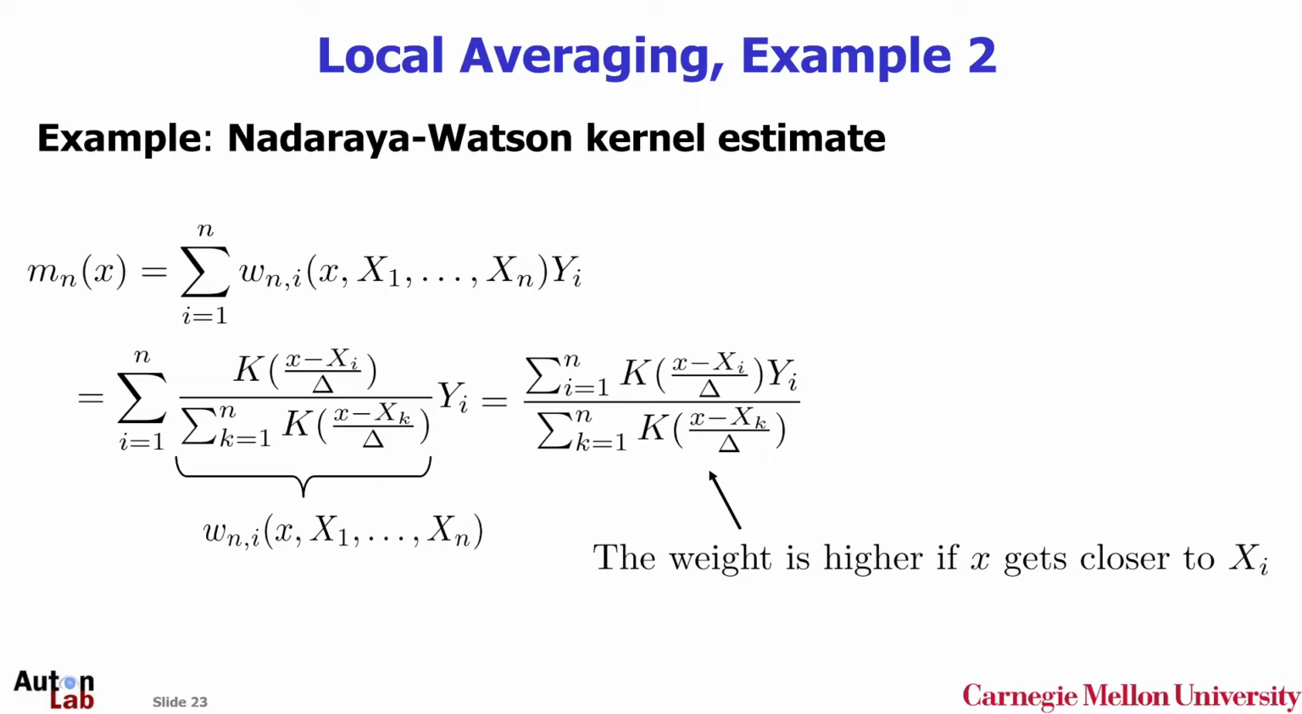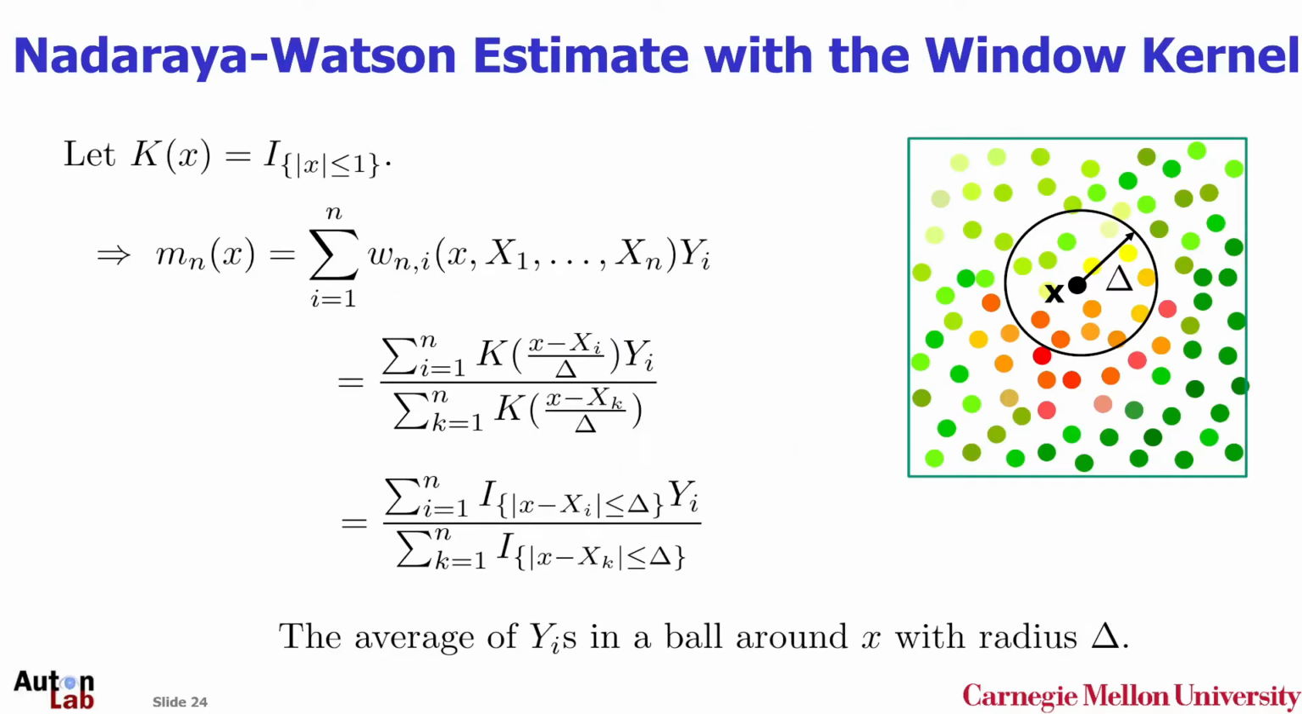The Nadaraya-Watson kernel estimate is very simple. Using the kernel values, we create these weights, we normalize them to make sure they sum to 1, and then we simply calculate the weighted average of the label y's. For example, if the kernel is this window or box kernel, and its bandwidth parameter is delta, then as you can see, the predicted value at test location x is simply the average of label y's in a ball around x with radius delta. We call this the local average of y's at location x.